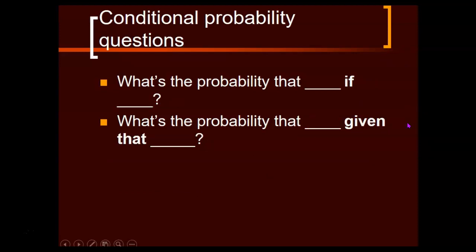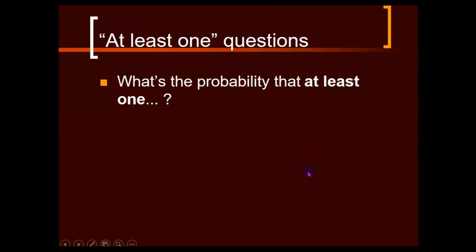We'll also be looking at what are called conditional probability questions, where we ask, what's the probability of something being true if something else is true? Or what's the probability of one thing happening if another thing happened? What's the probability of something being true given that some other condition is met? And we'll see at least one questions, where you see the words at least one in the question. What's the probability that at least one? Like if a basketball player attempts 2 free throws, or 3 or 10, what's the probability that at least one of them goes in?